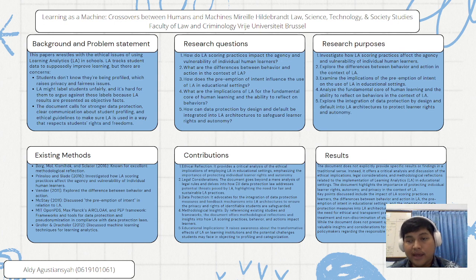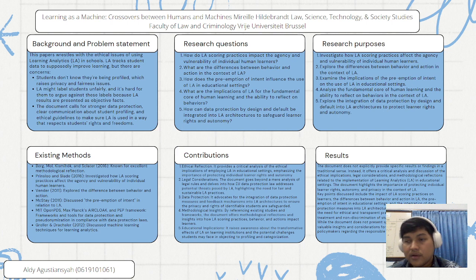The document highlights the importance of protecting individual learners' rights, autonomy, and privacy in the context of LA. Key points discussed include the impact of LA scoring practice on learners, the difference between behavior and action in LA, preemption of intent in educational settings, and the integration of data protection measures in LA architecture.